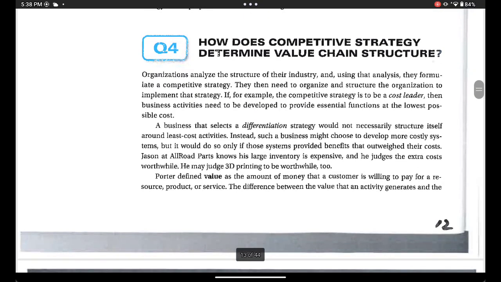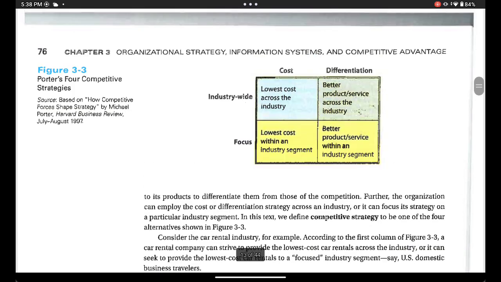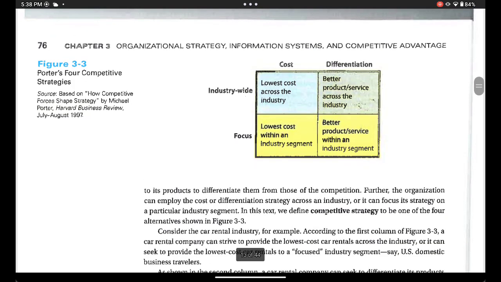Now we're on the third step, value chain. How does a competitive strategy determine the value chain structure? So if you pick the cost strategy, right? Obviously, your value chain is everything that gets you from the raw material to the finished good. So you need to make sure the value chain is not that expensive. So you don't buy expensive raw materials. You don't add too much cost to your product. You keep your product at the lowest possible value chain.